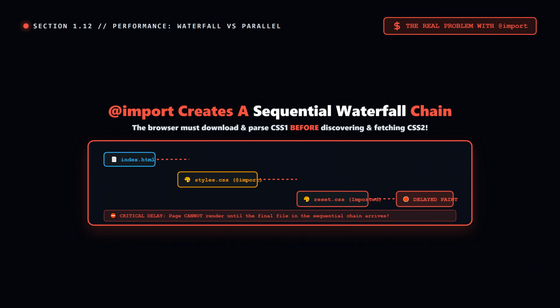Here's the real problem with @import performance. When the browser encounters an @import inside a style sheet, it must first download and parse the containing style sheet, then discover the @import, then start downloading the imported file. This creates a sequential chain of network requests, a waterfall. The page cannot render until the very last file in that chain arrives.